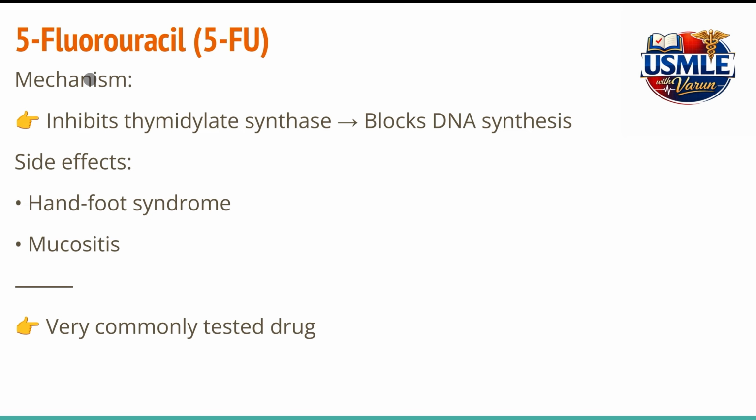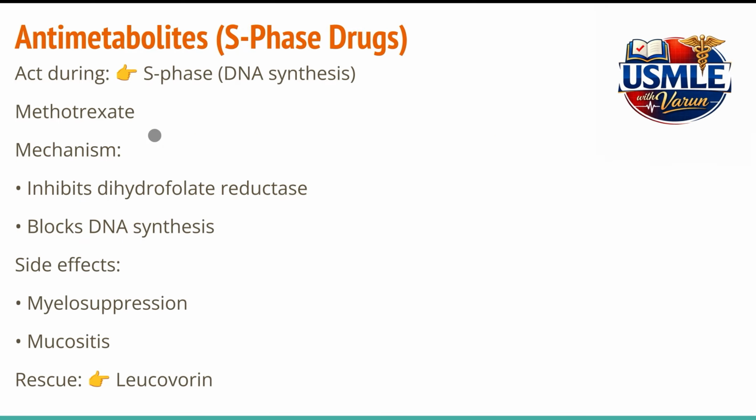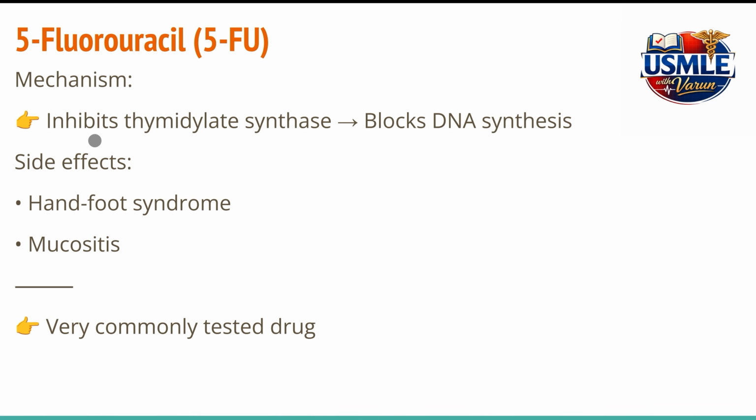Now coming to 5-fluorouracil, this drug blocks an enzyme that is required for DNA synthesis, and that enzyme is thymidylate synthase. Previously, with methotrexate, that was dihydrofolate reductase, whereas with 5-fluorouracil, it's thymidylate synthase. It is concerned with thymidine synthesis. Without this enzyme, the cells cannot replicate. So, a characteristic side effect is the damage to the skin of the hands and feet, also known as hand-foot syndrome, which causes redness and pain. The other side effect is mucositis. So this 5-fluorouracil is very commonly tested.